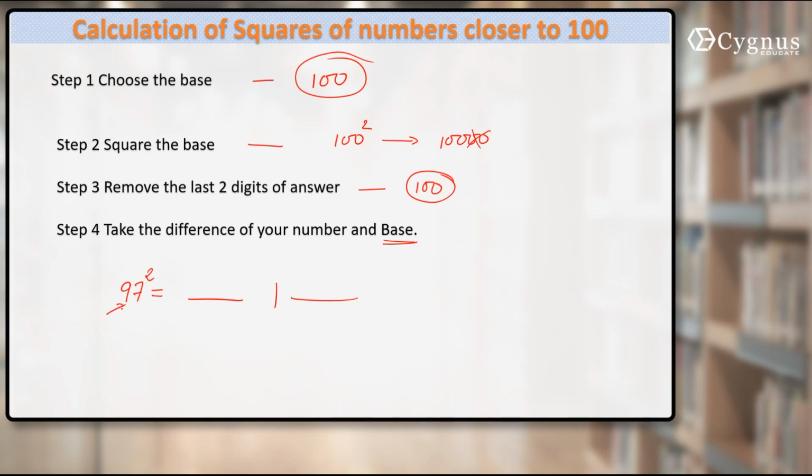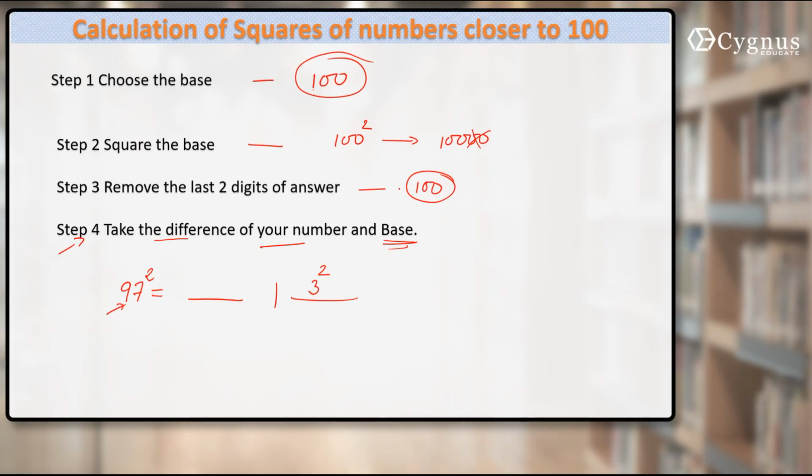Now, this 97 is how much less than or more than your base? That means step number four. Take the difference of your number and base. So, the difference of 97 and 100 would be equal to 3. So, the second part of the answer becomes what? 3 square. Again, you'll get the answer in two parts. The second part of the answer will be the square of the difference of that number and base.